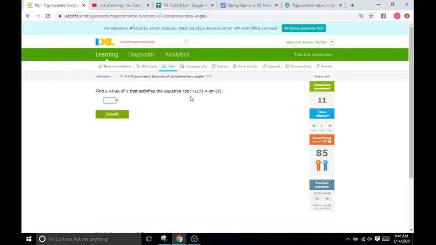Okay, cosine of negative 11. So remember, we need to get to 90 degrees. So how do we get from negative 11 to 90 degrees? That's going to be 90 minus a negative 11, which is the same as 90 plus 11, which is going to be 101.